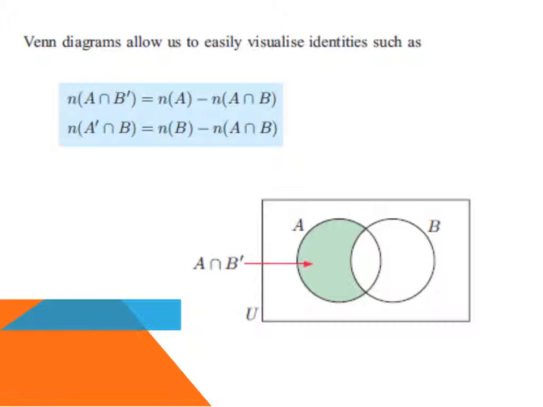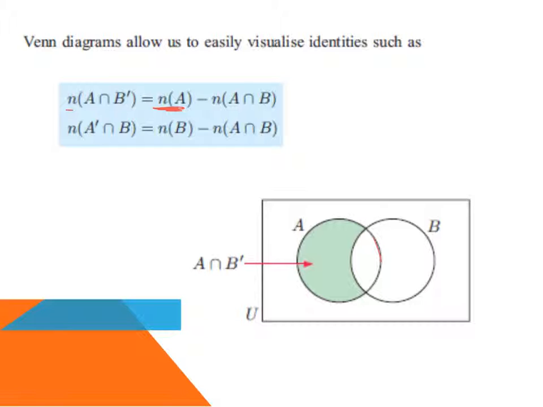Venn diagrams allow us to easily visualize identities such as the number of elements in A intersects not B, or the complement of B. And we can write that as the number of elements in A minus the number of elements in the intersection of A and B. So that would be right here. We want all of A, but we want to subtract the intersection. So this is where those would be.